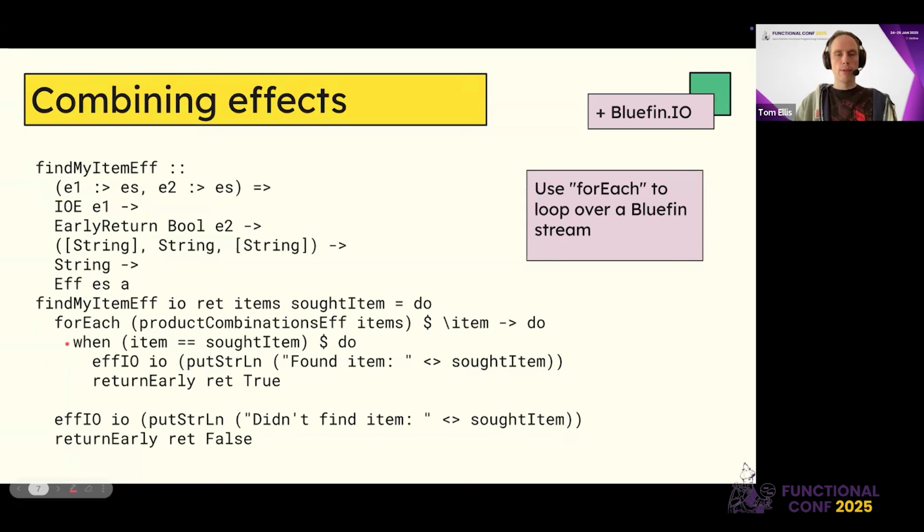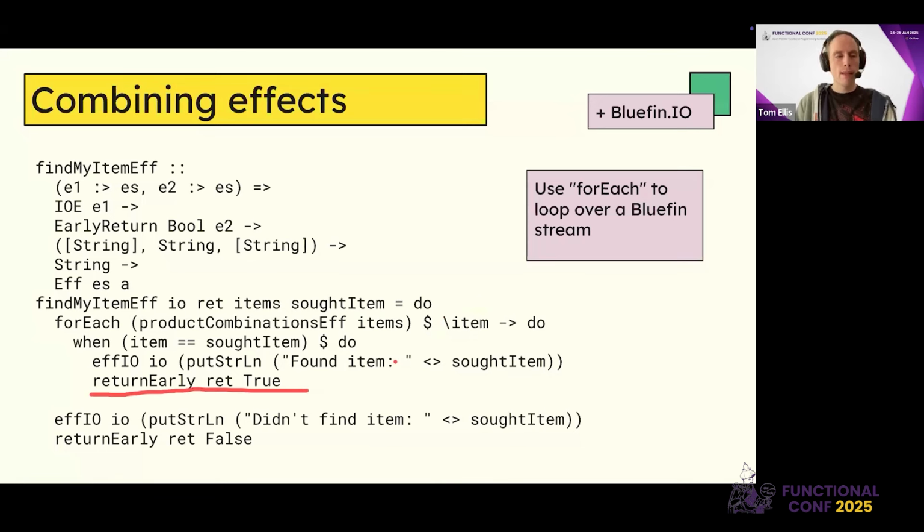So what's happening is that I'm using forEach to loop over a stream, an operation that has stream effects. So this product combinations is from the previous slide. And what it does is it produces all possible combinations of items. So green hat small and blue shorts large, for example. And forEach is looping over each one of those, and each one of those will be called item when we get it. And we're checking whether the item that we get was the one that we were looking for. If so, we say, yes, we found it. And then we return early, saying true.